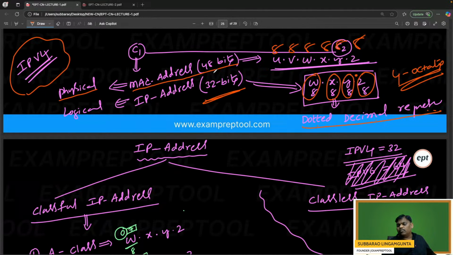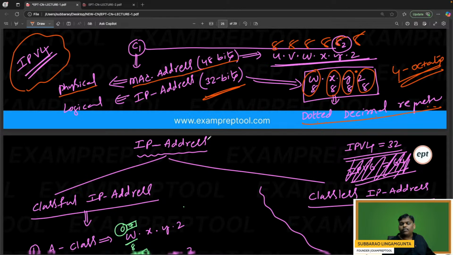Every computer, at manufacturing time itself, gets one address, the MAC address. If you want to connect your computer to the network or to the internet, an IP address is required, meaning a working address, IP address. Right? So we'll discuss MAC address afterwards. Let's come to IP address.